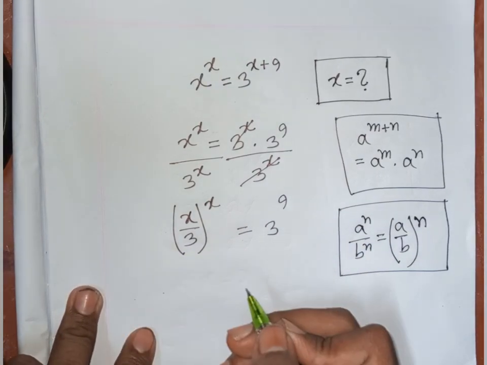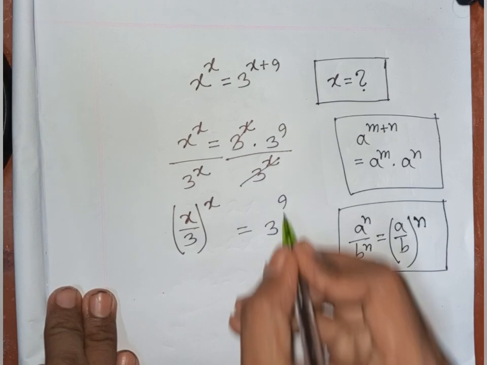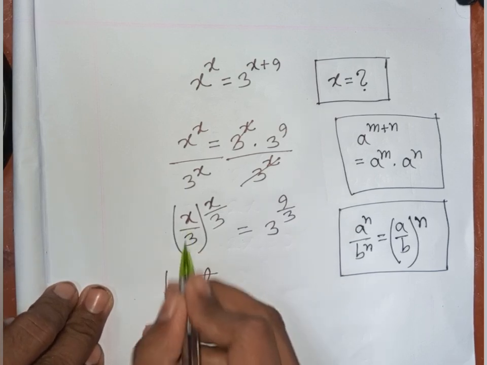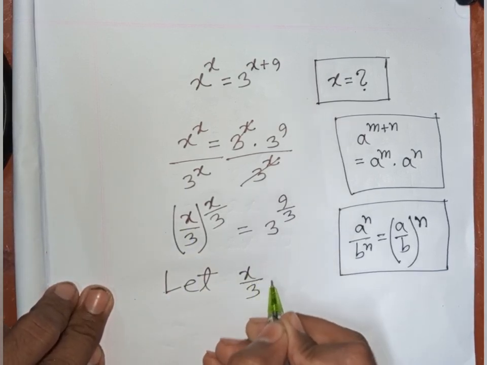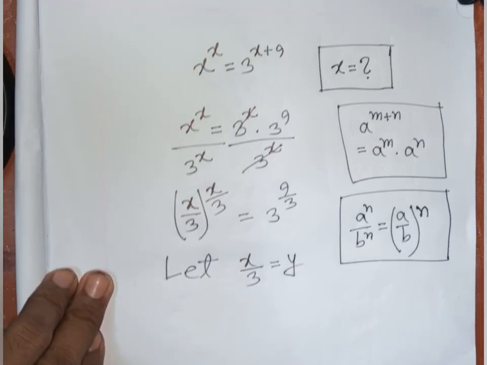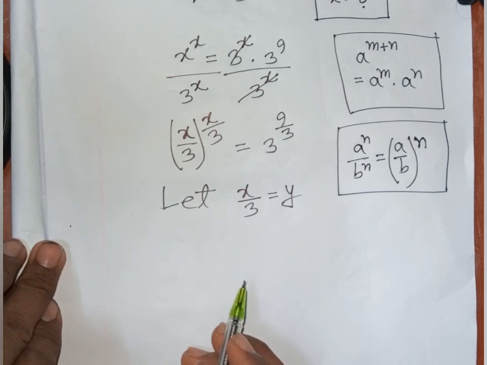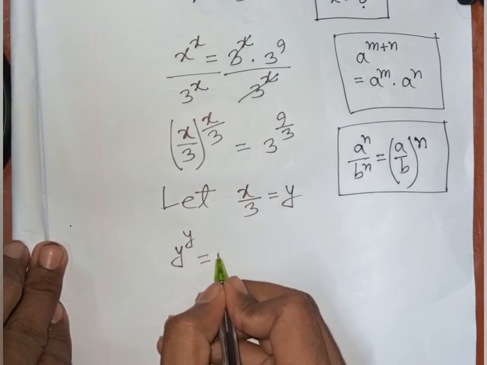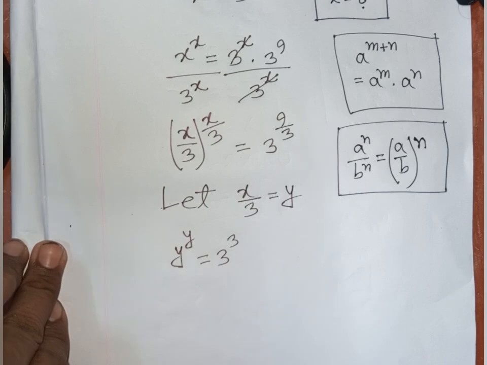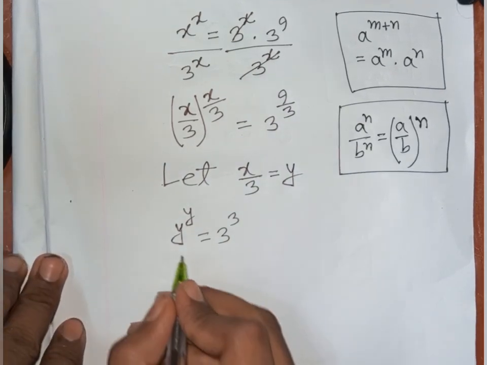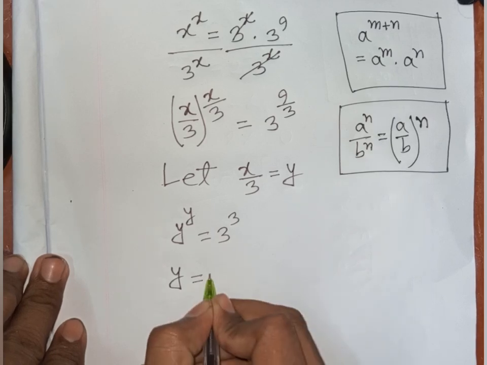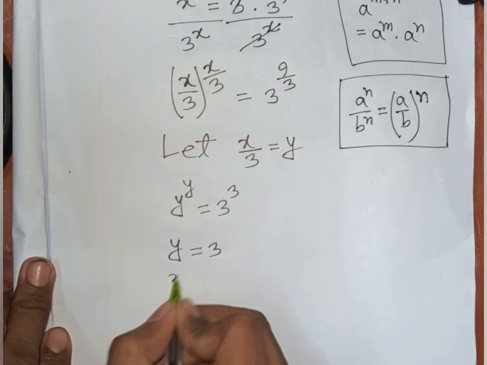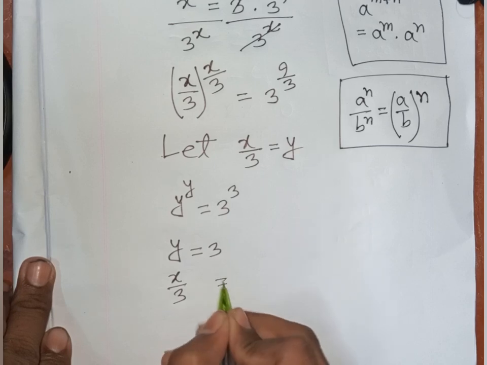Now we take the power of 3 on both sides. Now let x over 3 be substituted by y. So our equation will be y power y is equal to 3 power 9 divided by 3, that means it will be 3. Now from here y will be equal to 3, but remember that x over 3 is substituted by y, so y, that means x over 3, is equal to 3.